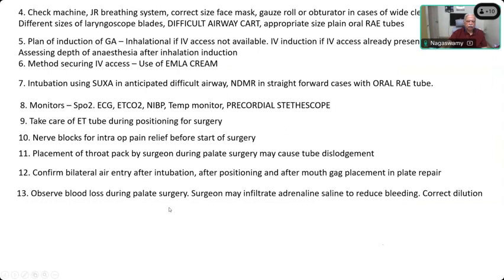Observe blood loss during palate surgery. I have just combined some things about palate also, because if it is a palate discussion, then these are all the things they will ask you. The surgeons may infiltrate adrenaline saline to reduce bleeding, and they may ask you about the correct dilution. How much dilution you have to make if the surgeon wants to infiltrate adrenaline saline for palate repair? 1 in 2 lakh. How do you prepare that? You are right in saying 1 in 2 lakh. How much do you add to how many ml of saline?